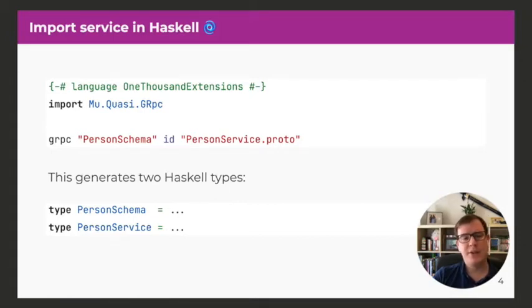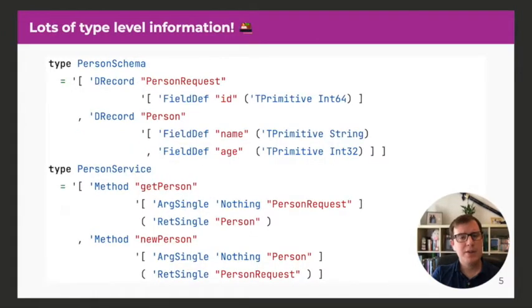And this will basically generate two things. All the messages will become types, and the service declaration will become its own type. So for example, the messages, PersonRequest and Person, that we saw in the beginning are going to be part of the type PersonSchema. And this is the type level encoding. And the methods will belong to the PersonService. We'll see that they have a name, getPerson, and also the type of arguments that it receives and the type of return that it has. And the method newPerson works the same way.